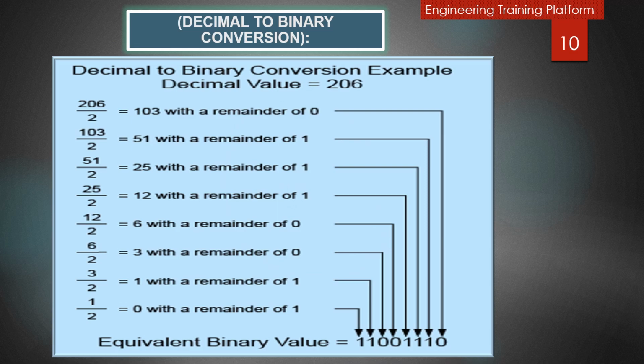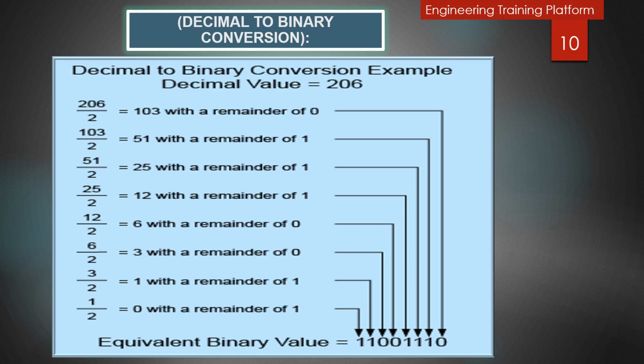Now I will show you how to convert a decimal number into a binary number. The process of converting a decimal number into a binary number is easy: by repeatedly dividing the decimal number by 2 and placing the remainder in the appropriate position in the binary number. You can see in the example decimal to binary conversion, the decimal value is 206. Now, we are going to divide the decimal number by 2 and place the remainder in this place.